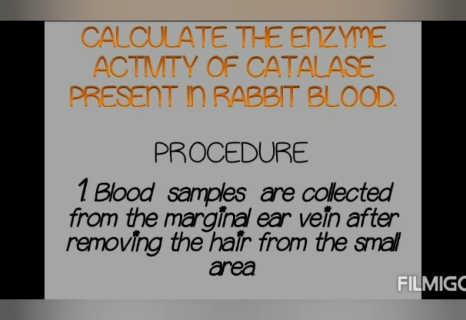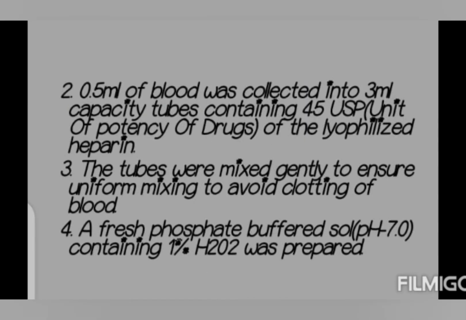First of all, we have to collect blood samples from the marginal ear vein after removing the hair from the small area. Then 0.5 ml of blood, we have to collect it into a 3 ml capacity tube containing 45 USP units of lyophilized heparin.